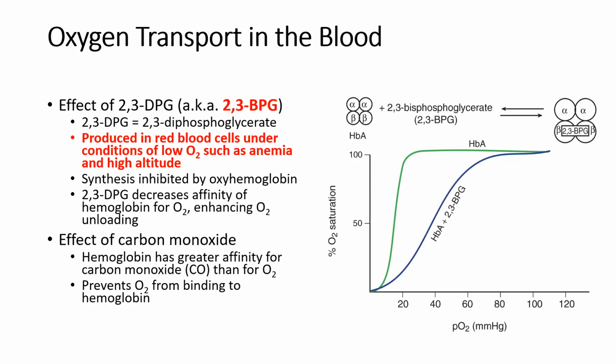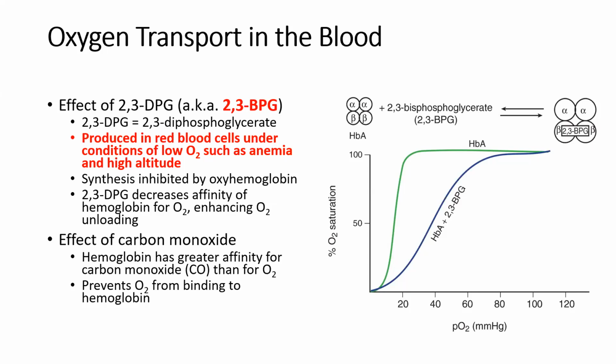So anytime tissues are not getting adequate amounts of oxygen, the red blood cells are going to produce 2,3-DPG, okay? It's going to be inhibited by oxyhemoglobin. So in states when oxygen is bound to hemoglobin, if there's a lot of oxygen around, that will inhibit or block the production of 2,3-BPG. Now, 2,3-DPG is going to decrease the affinity of hemoglobin for oxygen.